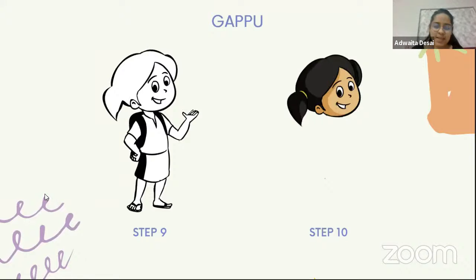I am on step number 10. I have started to color Gappu. Okay.